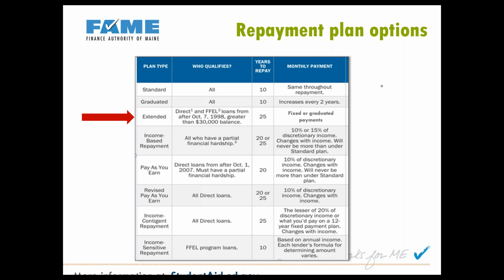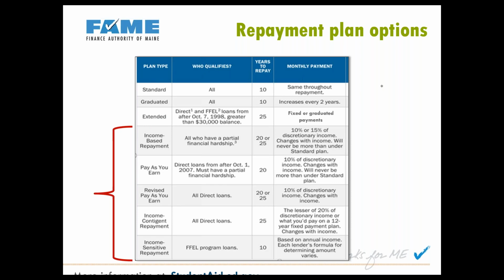Keep in mind, like I just said, graduated means your payments start small and then get larger every 2 years. Or the standard or the fixed rate, which stays the same throughout the life of the loan. Again, anytime you take longer to repay your student loans, it's going to cost more. So just keep in mind that the longer you're paying interest on a loan, the more expensive it could be.